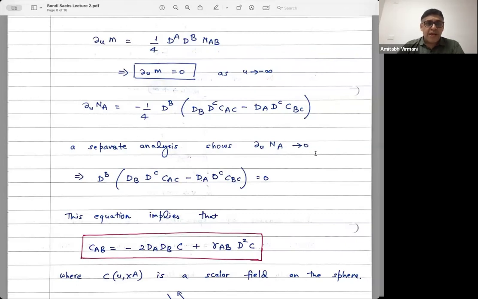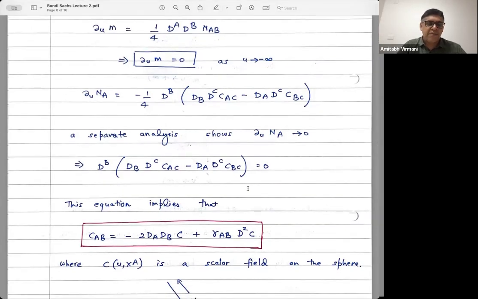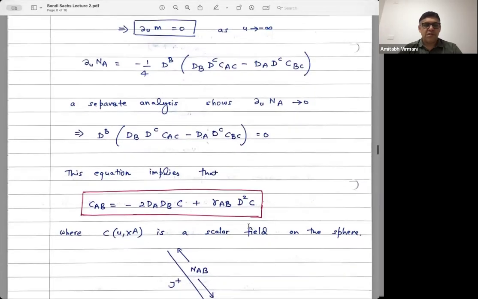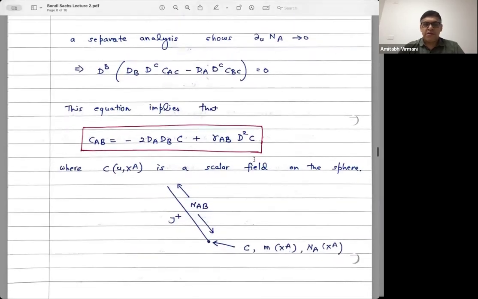Now, this would imply that the right-hand side of this equation becomes 0. So you see, this is a condition on the C function now. So if this quantity becomes 0 at u going to minus infinity, then you can say something about the C function, the C tensor. And remarkably, it turns out that if this equation is satisfied, the C tensor is specified by a scalar function. So this equation implies that C_AB is derivatives of a scalar function C and some Laplacian acting on the function C. Okay, so C is a scalar function on this sphere.